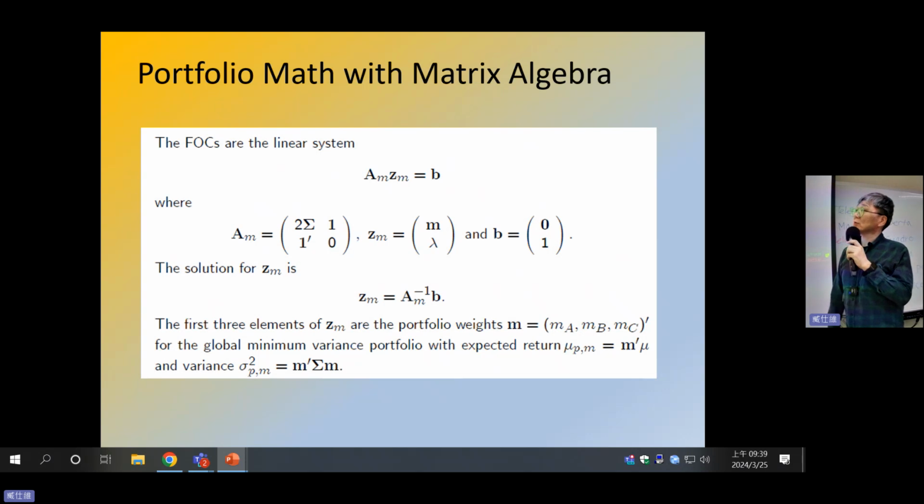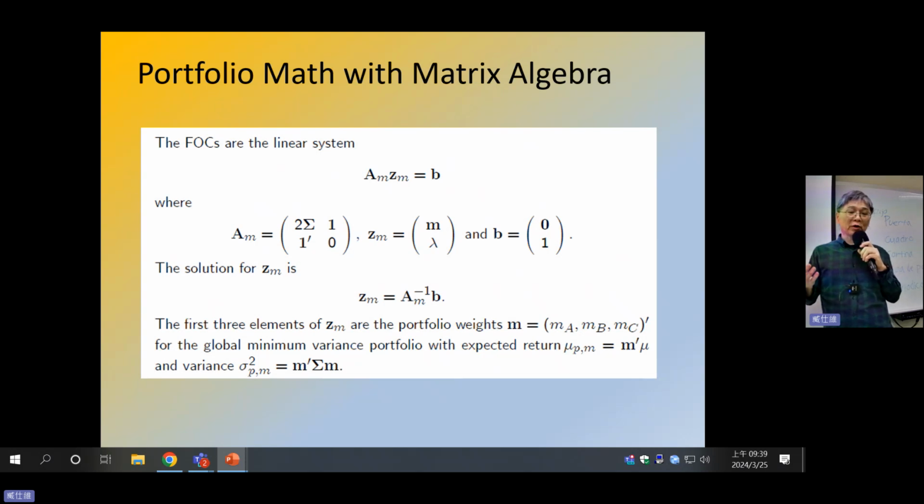We have 2 sigma 1 plus 0. We also have a Zn, and we also have a B. So based on this formula, we can derive the solution to this optimization problem. Finally we can find the answer to the minimum variance portfolio.